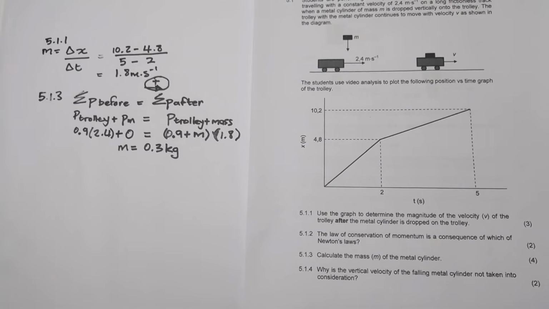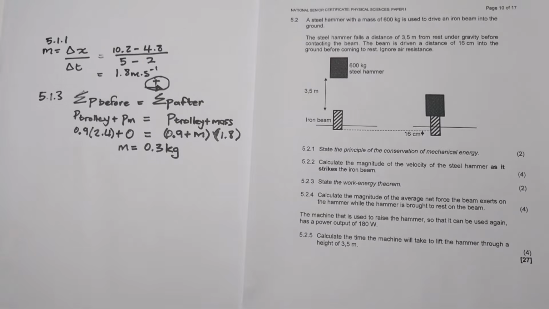All right, let's move on to the next question. We go to the next page. All right, moving along, they say a steel hammer with a mass of 600 kilograms is used to drive an iron beam into the ground. Okay, so there's our steel hammer there, and there's our iron beam.